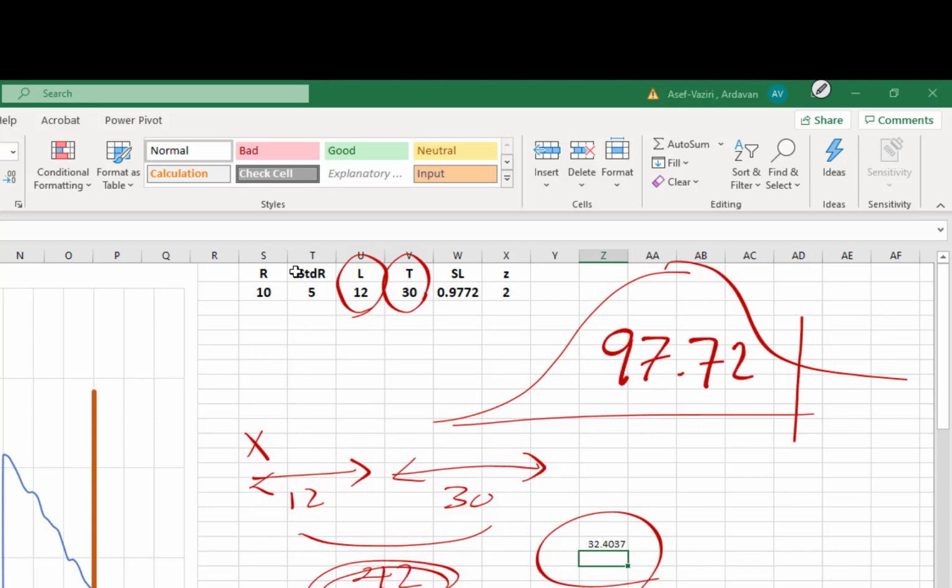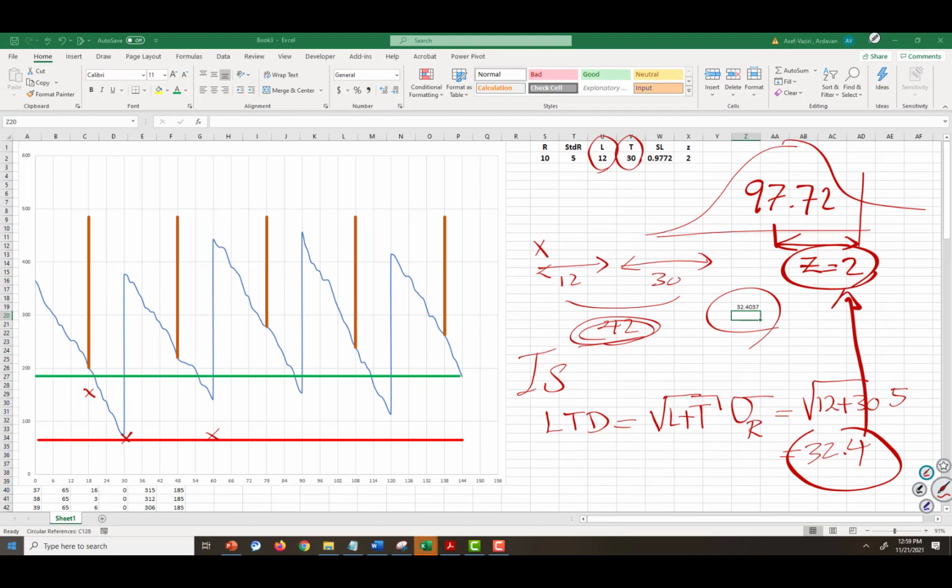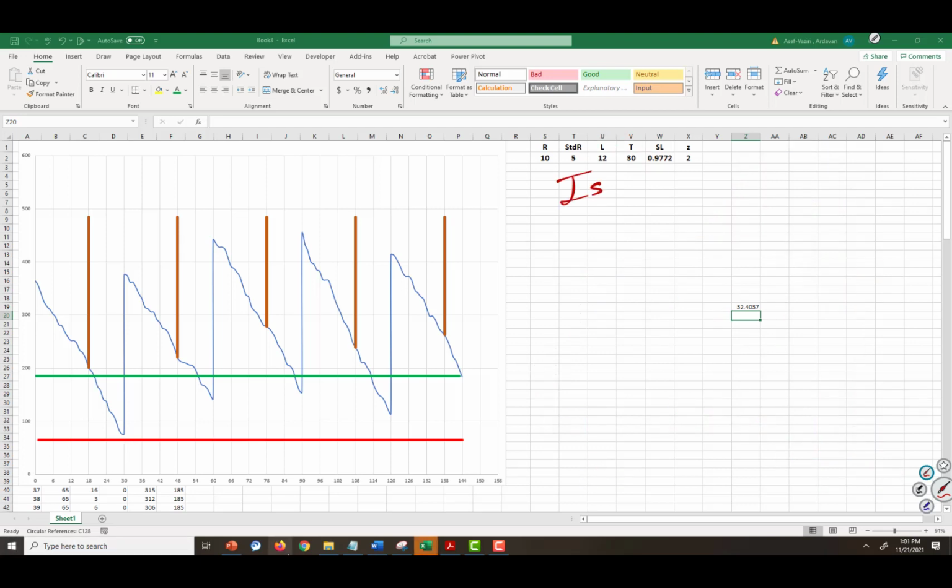And my service level is 97.72. The reason that I have chosen this number, because it is just 2 standard deviations to the right, z is equal to 2. So if I multiply this one by 2, and if I round it, then my safety stock would be 65. Safety stock is equal to 65.